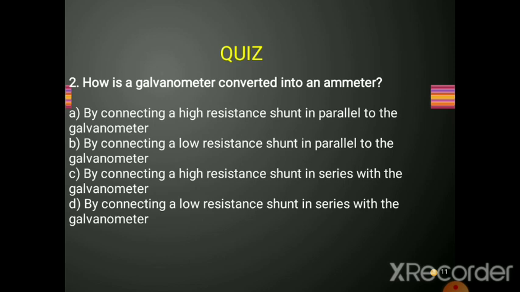How is a galvanometer converted into an ammeter? By connecting a high resistance shunt in parallel to the galvanometer, or low resistance shunt in parallel to the galvanometer, or high resistance shunt in series, or low resistance shunt in series with the galvanometer. It is low resistance shunt in parallel to the galvanometer.